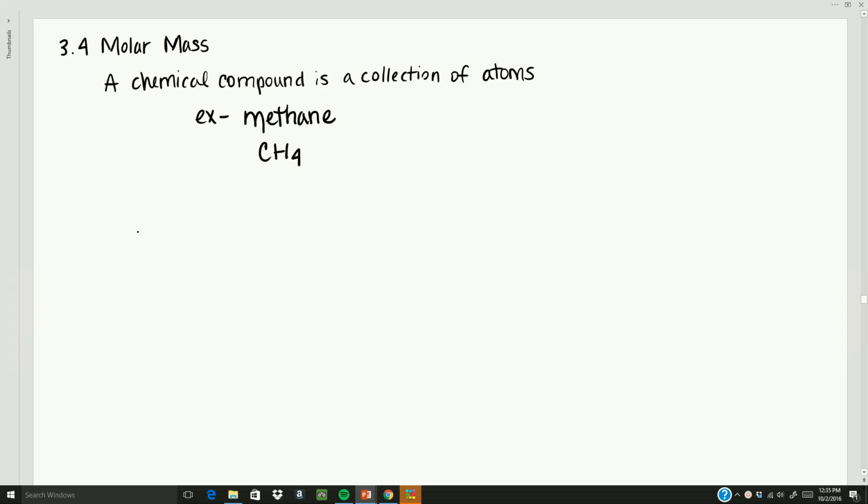So the next section that we're going to talk about is molar mass. You guys will recognize this from lab. We've talked about this a little bit in lab. So a chemical compound really is just a collection of atoms. So for example, methane, each molecule contains 1 carbon and 4 hydrogen atoms.